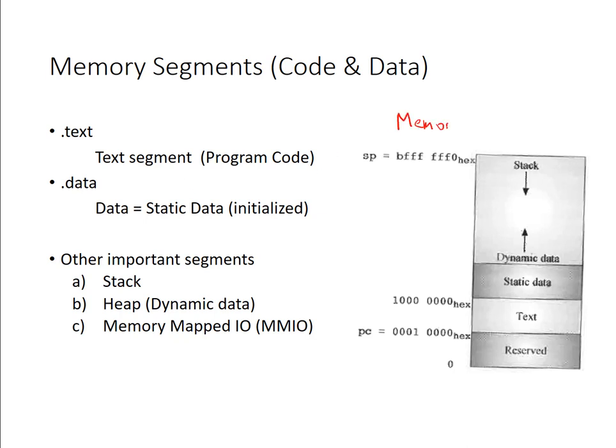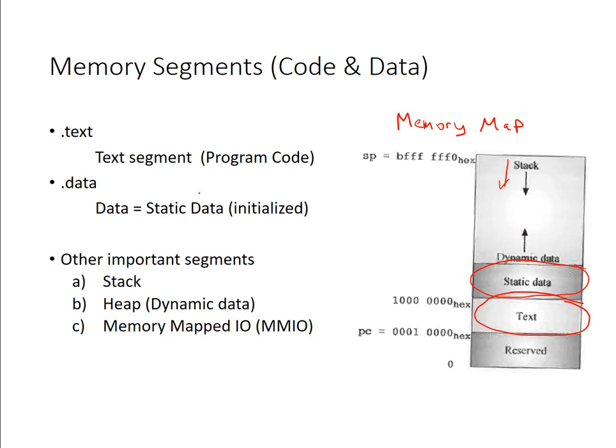So we have one segment used to store the text or the code of the program, another for static data, and then we have some other segments which can change during the execution of the program. The stack, which we're going to talk some more about in the coming lectures, typically starts towards the top of the memory and grows down, and the heap, which we won't get into in this course, but you'll see more of this later, is used to store more dynamic data.